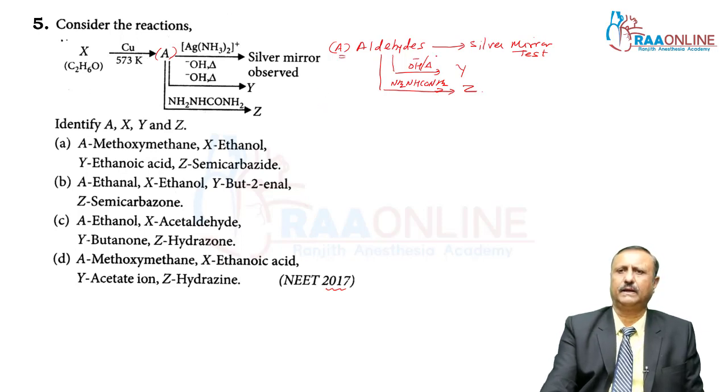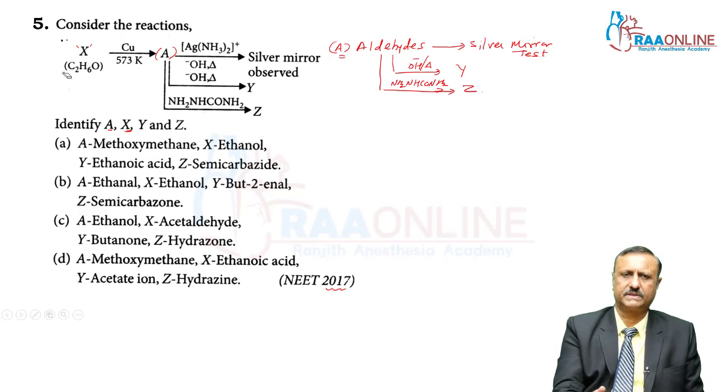Here you can see the aldehyde gives the silver mirror test, but here this A is obtained from compound X, and you can identify A, X, Y and Z. My dear students, X must be alcohol. It is a 1 degree alcohol, or primary alcohol. Why? Because a primary alcohol, when heated with copper at 573 Kelvin, gives an aldehyde. So you can see here, X compound is alcohol.